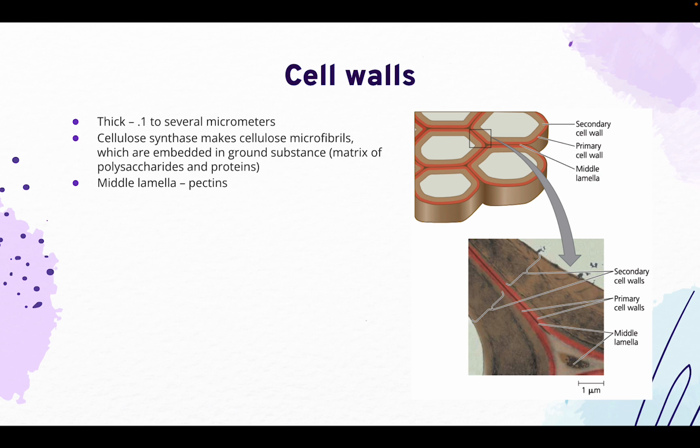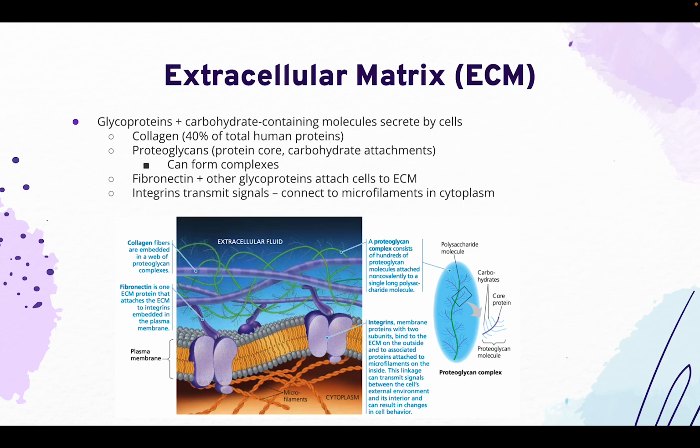And lastly, between the cells, you've got this thing called the middle lamella. And this is where you're going to find a lot of pectins, which is the stuff that makes jam and jelly have that texture. All right, so that was in plants and fungi, but let's talk about the extracellular matrix now.